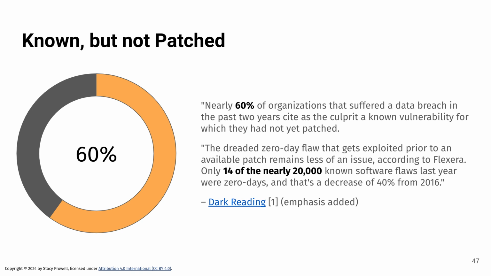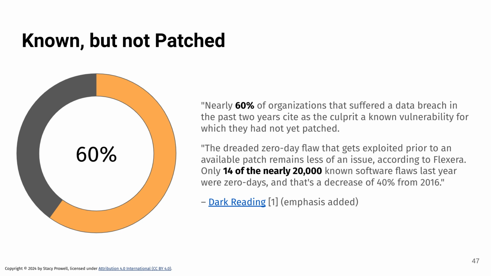What's happening here? Well, Dark Reading has a really good little paper on this that you can go read. And here's a quote from that. Nearly 60% of organizations that suffered a data breach in the past 2 years cite a known vulnerability for which they've not yet patched. 60%! It's a known vulnerability.